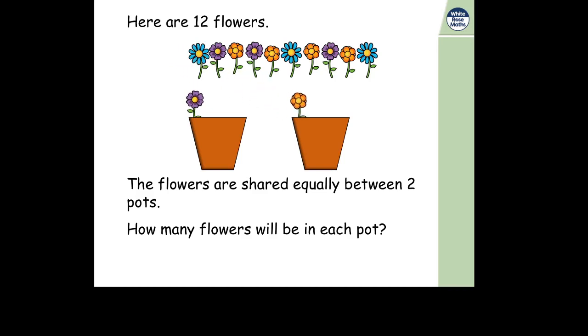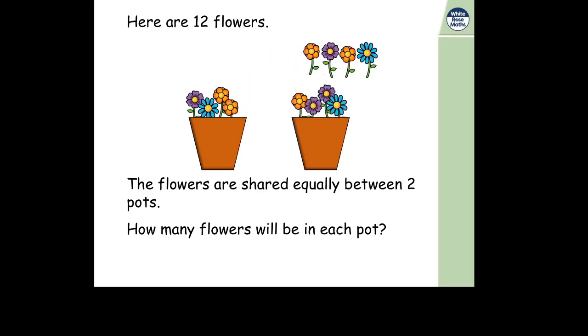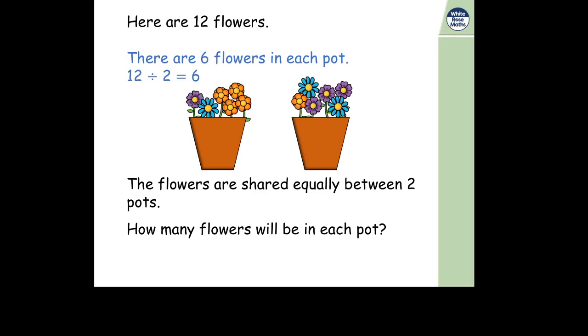1, 1, 1, 1, 1, 1, 1, 1, 1, 1, 1, 1. Okay, just like we've been doing for the last week or so. So it says there are 6 flowers in each pot because 12 divided into 2 groups equals 6.